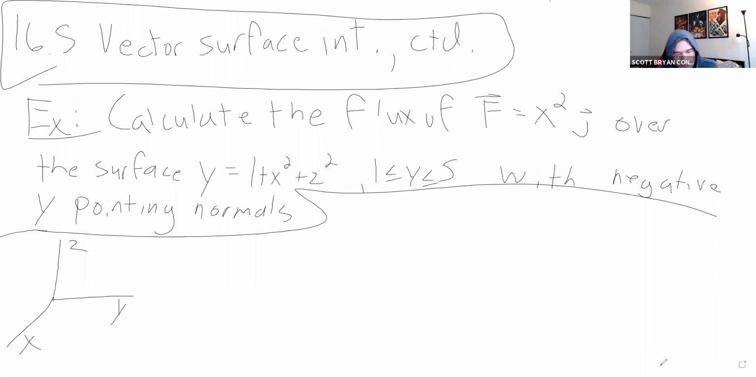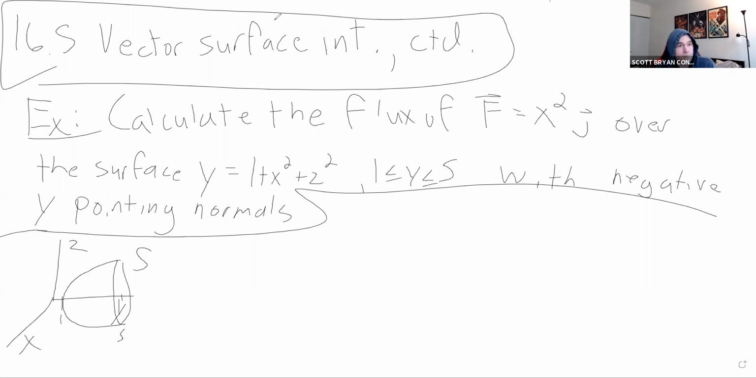So don't really need to sketch here, but it's going to look something like this. So here's y equals 1, here's y equals 5. Actually, a sketch is nice to have. So this is our surface S already.